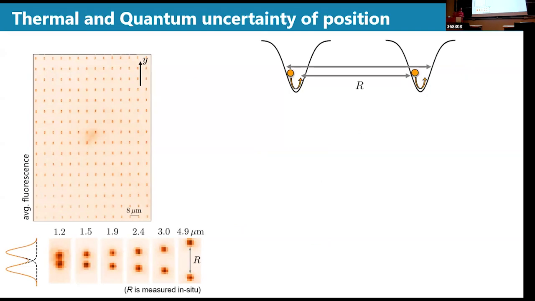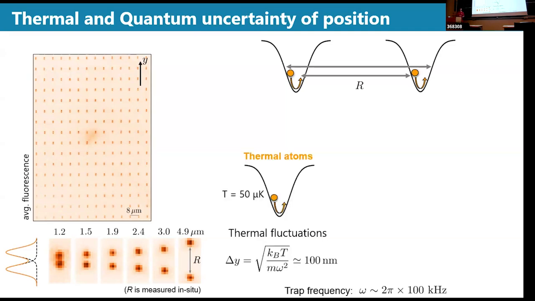Okay, so now you load two atoms into this pair of potentials, and the atoms are still moving because they are loaded from thermal gas, and the temperature is 50 microkelvin, which corresponds to a fluctuation of the position of the order of 100 nanometer. It means that it's a little bit problematic because the interaction is proportional to 1/r cubed. And if the interatomic distance is fluctuating, then the interaction will also fluctuate.